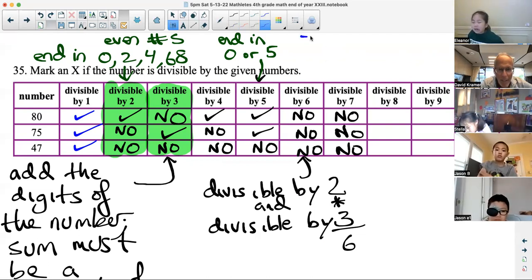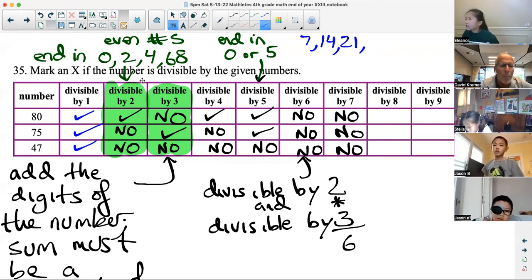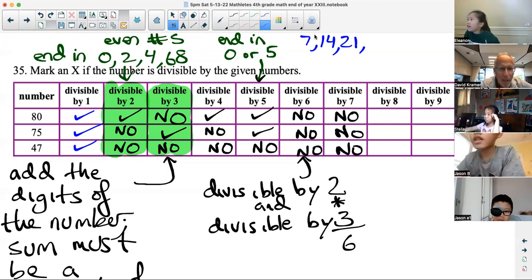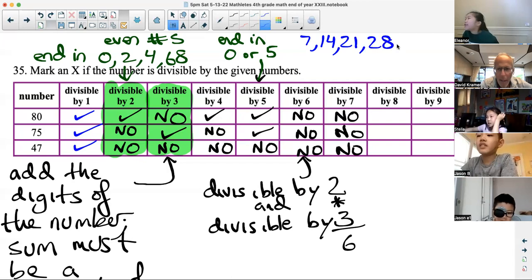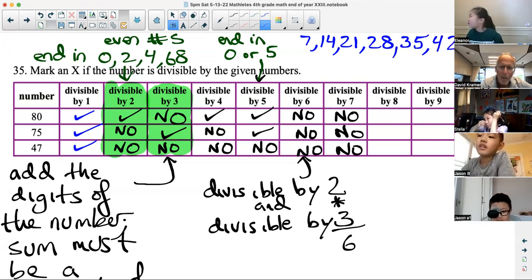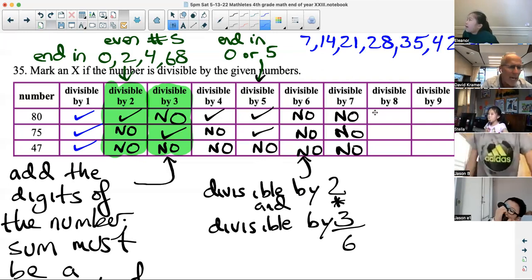Let's count by 7. Go. 7, 14. Come on, guys. Now, wait. Stop. Nobody else is doing it. Stella, Jason B, and Jason E. Let's work together. Start from the beginning. 7, 14, 21, 28, 35, 42, 49. Very, very nice.